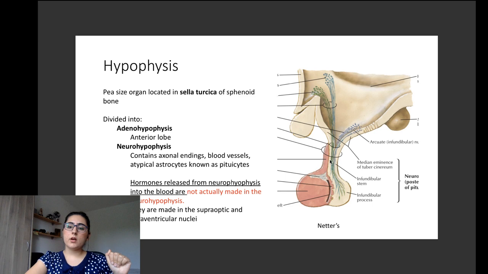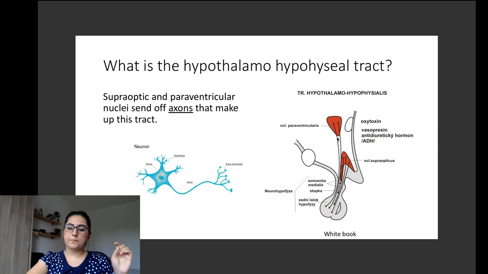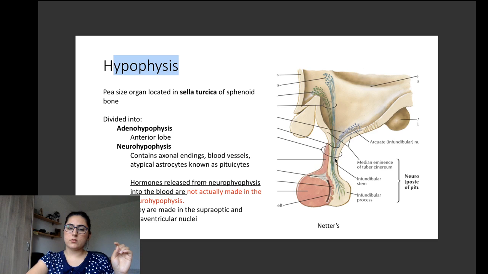Then we got this neurohypophysis, yeah? So the second part of my hypophysis. My neurohypophysis, you can see here, this is actual nervous tissue. You can see my nuclei over here. If you remember, we spoke about my paraventricular and supraoptic nuclei. You can see that they're actually going down, the axons of these nuclei.